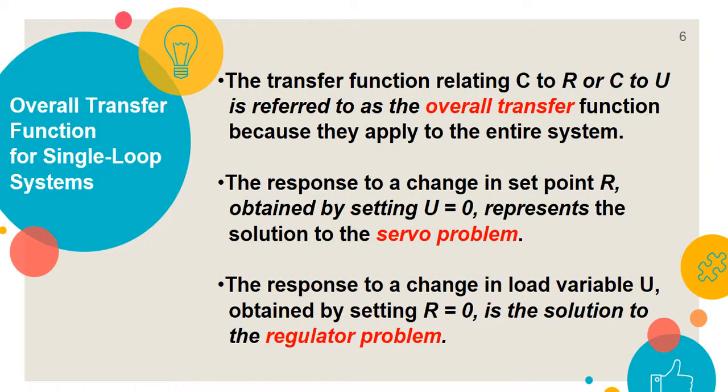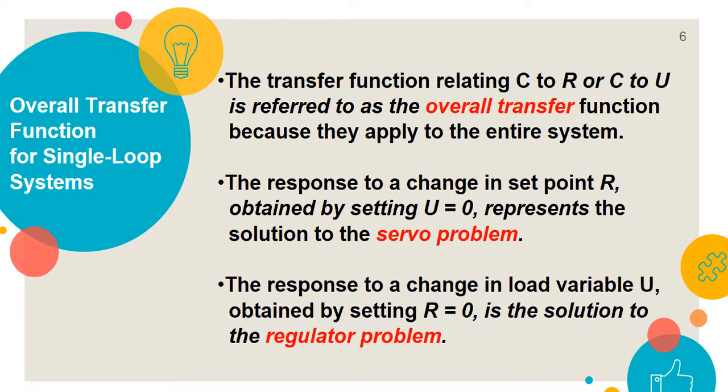Now, for the overall transfer function of a single loop system, let's say we want a transfer function relating C to R or C to U. This is referred to as the overall transfer function because it applies to the entire system, even though you have set only one input variable at a time to be related to your output. But that is still, shall we say, the overall transfer function of your system, on the assumption that one of your input variables or your disturbance is constant.